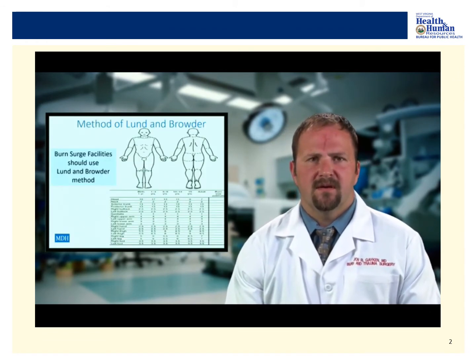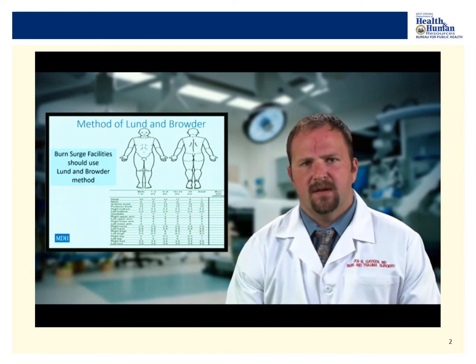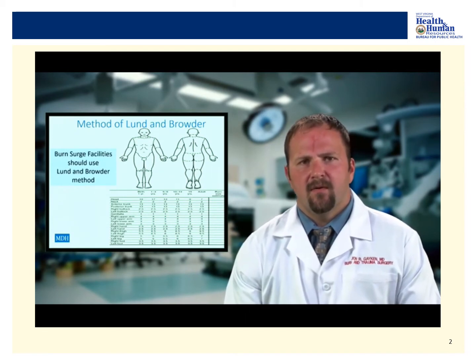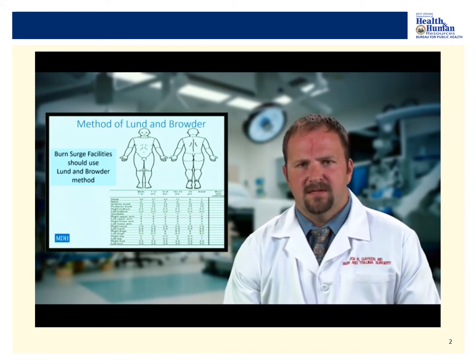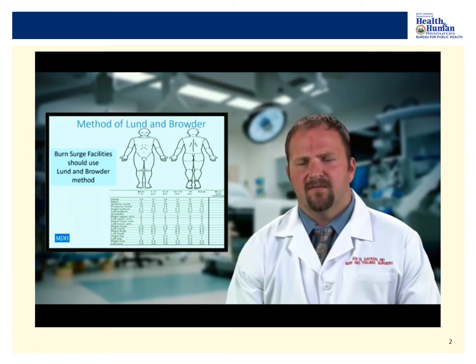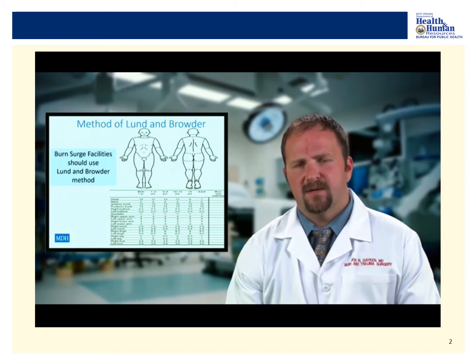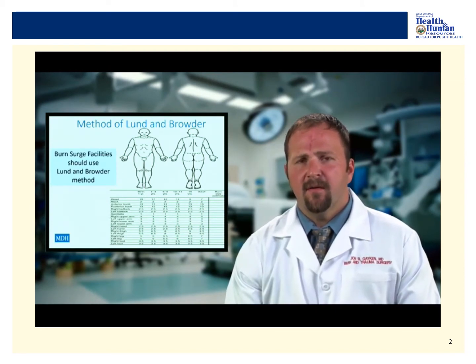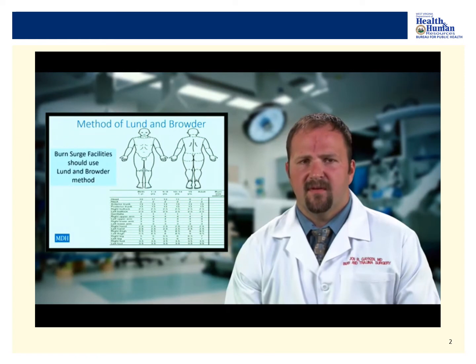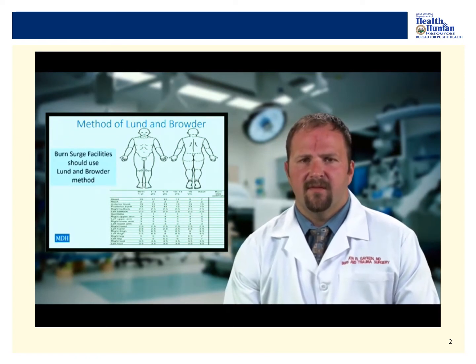We use at our burn center the method of the Lund and Browder, and this is where you break down each subcategory of the body given a total percentage of that area, and that is how you calculate the total body surface area, or TBSA. It's just a more accurate method of calculating burn surface area than the rule of nines.